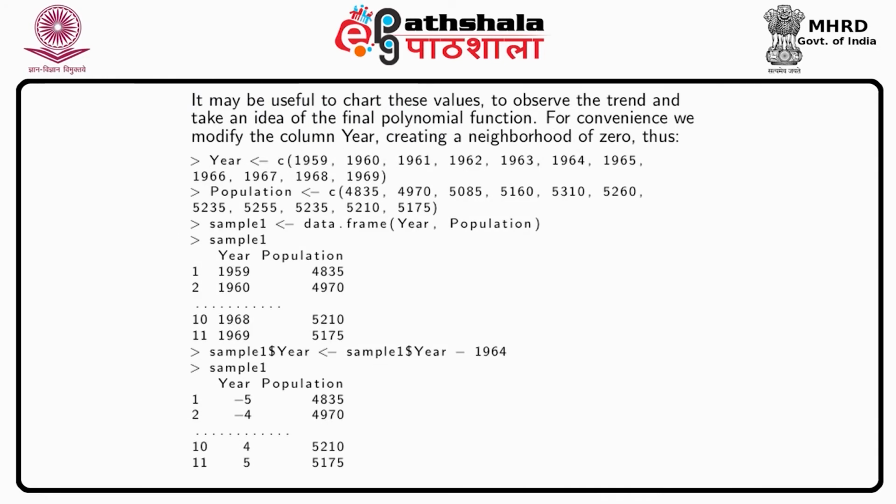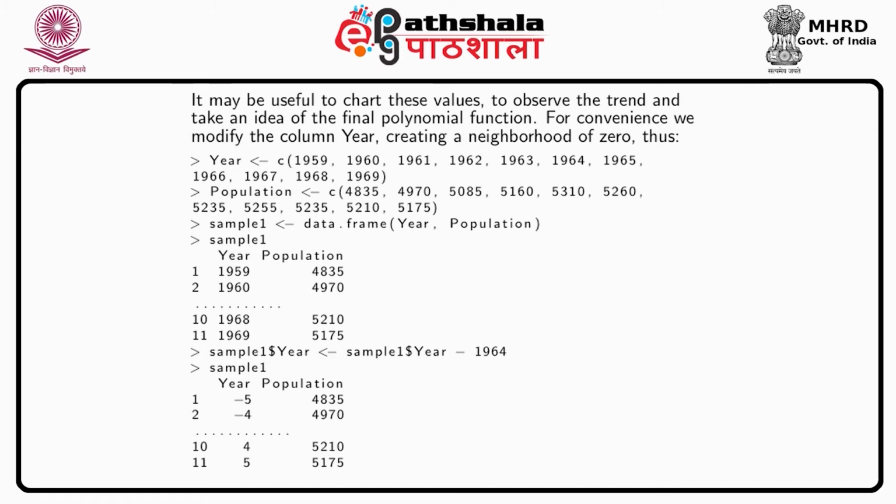So first, as we lay our hands on the raw data, it might be useful to chart the data so that we can observe any trend between the two variables, and then we can get an idea of what the final fitted model should look like. For convenience, we modify the column year so that we create a neighborhood of 0.